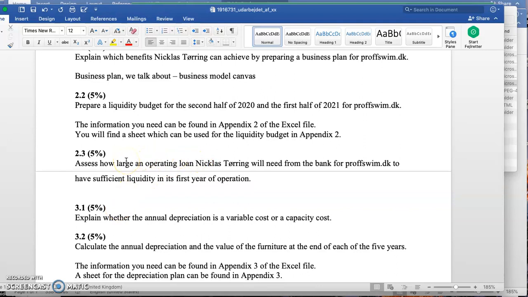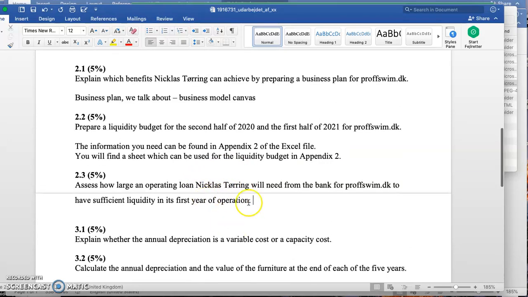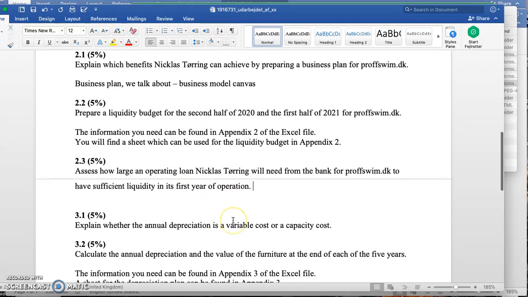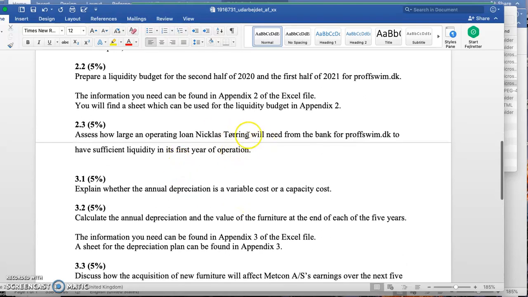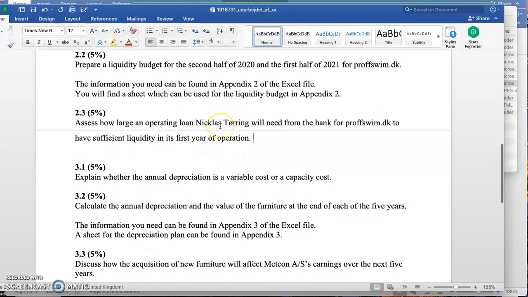Assets, how large operating loans Niklas Tøring will need from the bank for Broström to have sufficient liquidity in his first year of operation. This is a question you can only answer when you have done this, because you need to see what the liquidity situation is in 2.2 in order to answer this question, because these are quite connected. Because you need to know what situation it is. I'm not going to say what number it is.